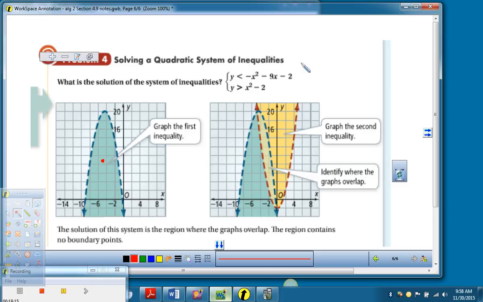And then we graph the second one, x squared minus 2, which is the red one that we have here. We take a test point and find out if we shade inside or outside the parabola. In this case, we shade inside. So our solution area is where the shading overlaps. So our solution area is right in here. Okay, so we do need to be able to graph our parabolas the way that you did on the graph lab. Okay?